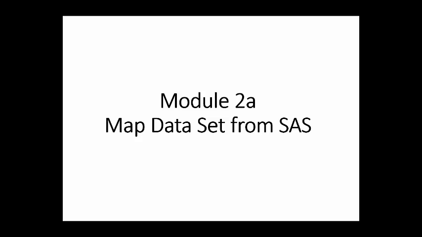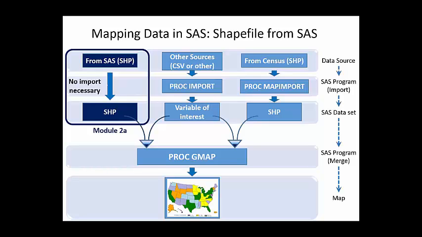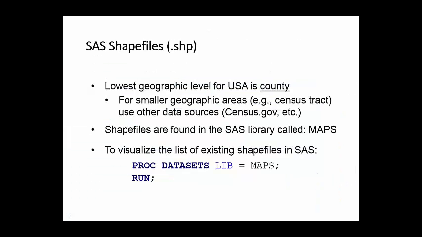Module 2A, Map Dataset from SAS. In Module 2A, we are going to talk about the shapefile readily available from SAS. No import is necessary when we are using those shapefiles. When creating a map of the United States, the lowest geographic level provided in the SAS map dataset library is county. The SAS library that contains the shapefiles is called maps. To visualize the list of existing shapefiles in that library, use the code at the bottom of this slide.